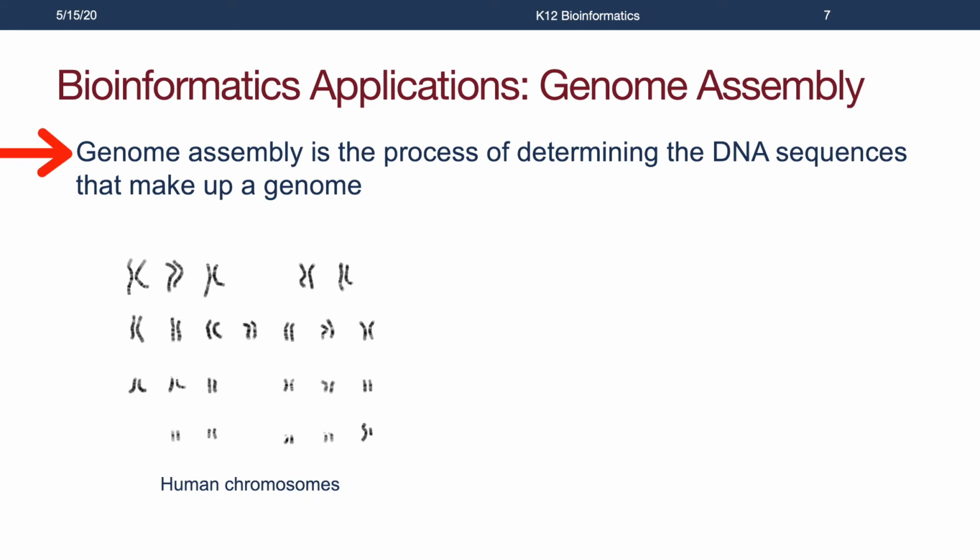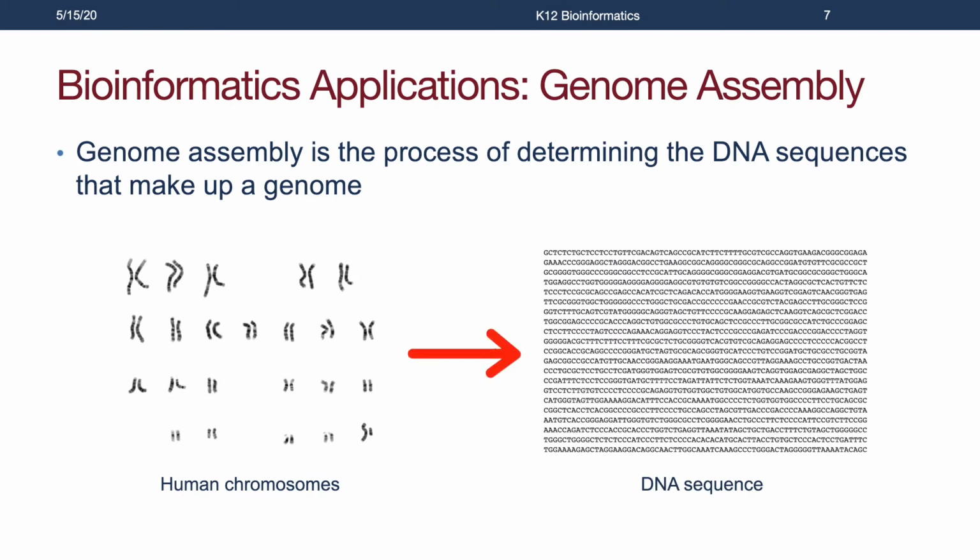Genome assembly is the process of determining the DNA sequences that make up the genome, as I just mentioned. So again, for human chromosomes, what we'd end up with at the end is a whole bunch of DNA sequences like this, ACTG sequences end to end, which again, in the case of humans, is 3 billion base pairs.